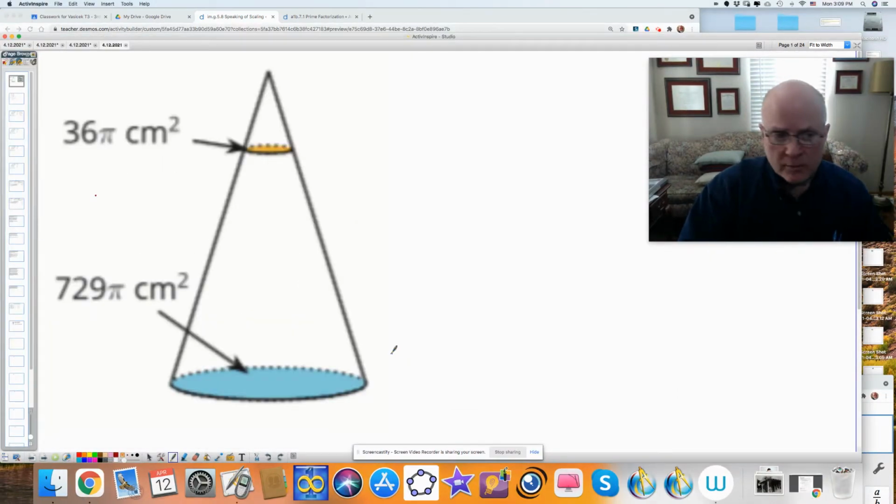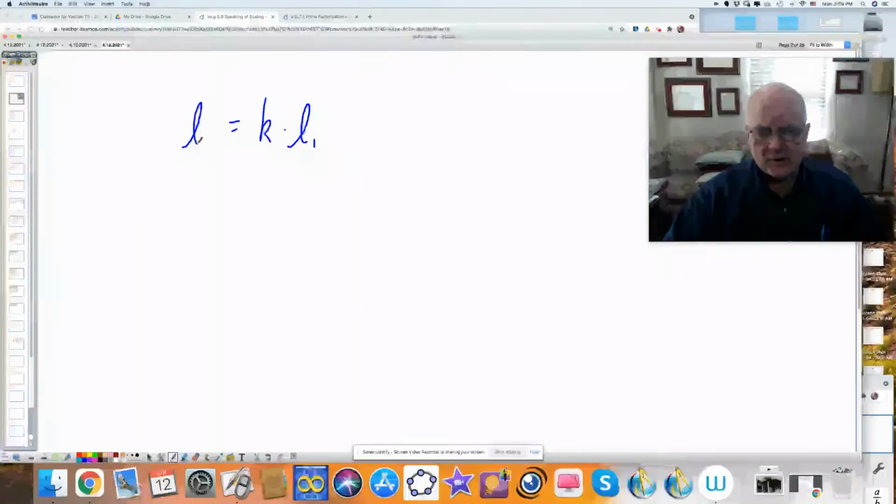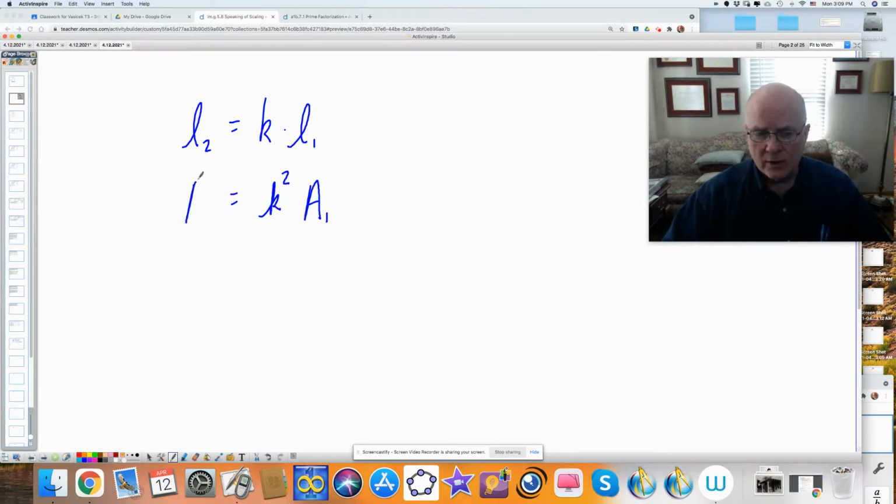To solve this problem, you're going to use one of three formulas. The formulas that we've been dealing with scaling are, you have the length that you're starting with. If you scale it by a factor of k, it goes to the length that you are dilated to. If we dilate an area, it's going to be by the scale factor squared to get to the new area. Why is that? Well, I'll show you in just a moment. The volume is going to be dilated by a scale factor of k cubed to get to the new volume.